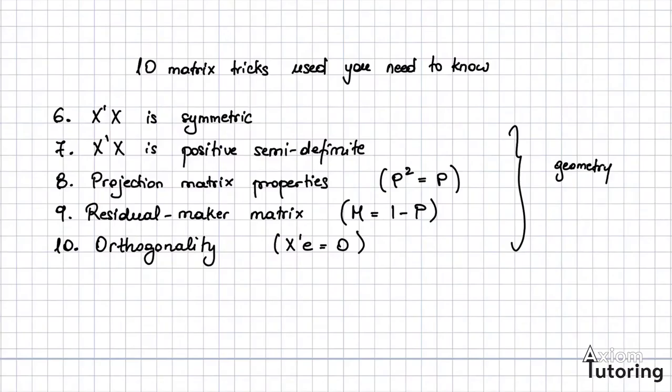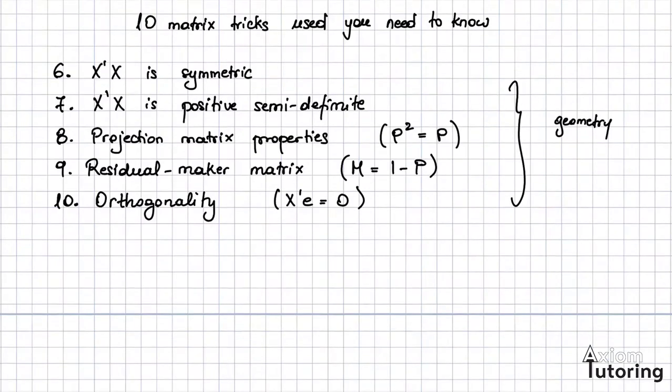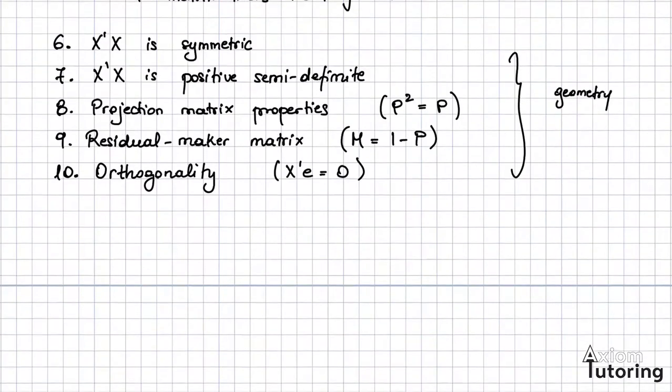So X transpose times X is always symmetric. It's a very nice math property that we can use in econometrics. The reason why we can see that X prime X is symmetric is by doing a very quick proof using the tools that we have introduced in another video in this playlist.